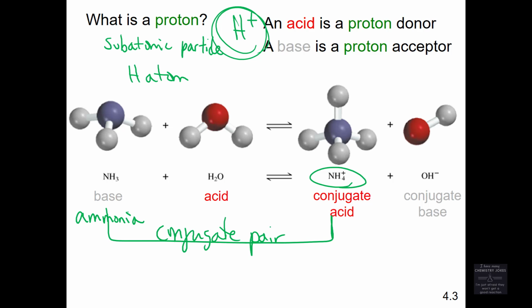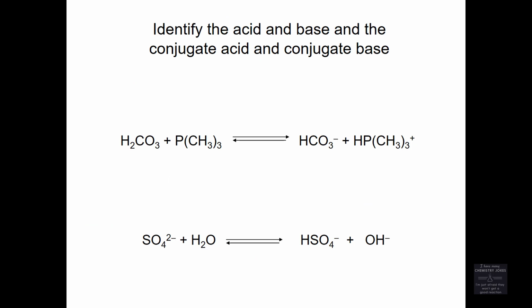Anytime you're talking about a conjugate pair, it means those two things differ by a single proton, a single hydrogen atom with a plus charge. So water and hydroxide are conjugate pairs. Ammonia and ammonium are conjugate pairs. Today's mission is to be able to identify acids and bases and conjugate acids and conjugate bases.